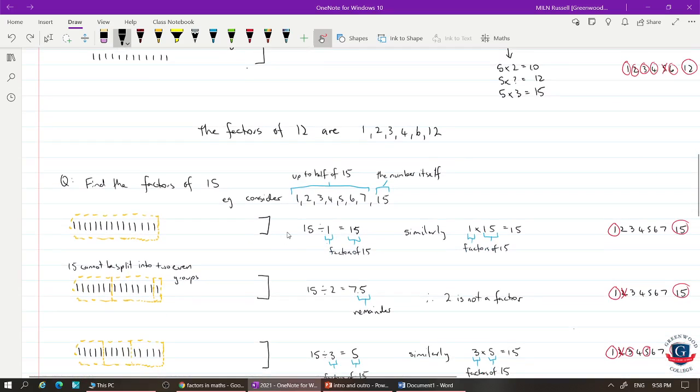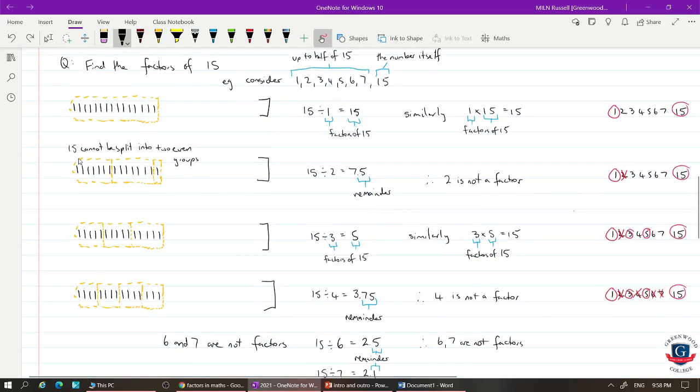So to look at the factors of 15, we're going to consider up to half of 15 and 15 itself. So half of 15 is 7.5, so we're going to consider 1, 2, 3, 4, 5, 6, 7. So the first ones that we might look at is just one whole group with 15 inside it. So our two factors would be 1 and 15. We can circle them.